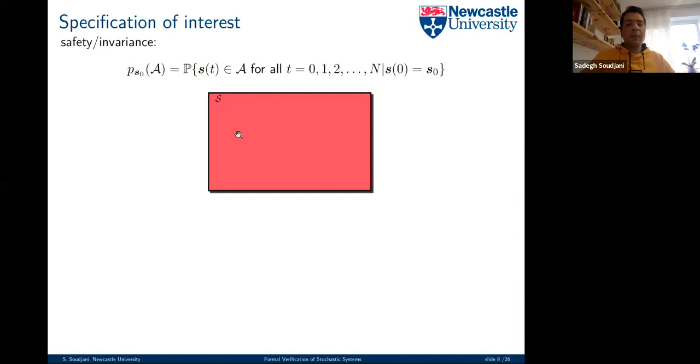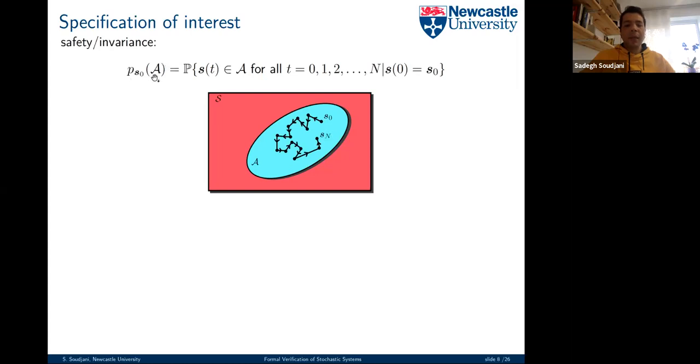In safety, we are asking about the probability that the paths of the system stay in the safe set A during a time horizon. The time horizon here is fixed, from time 0 until capital N. We want to compute the probability that the system starting from the initial condition S0 remains inside the set A during the time horizon N.